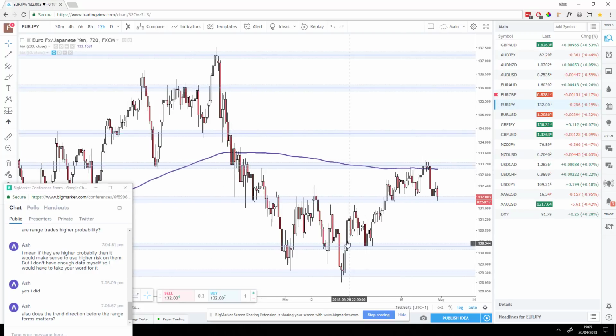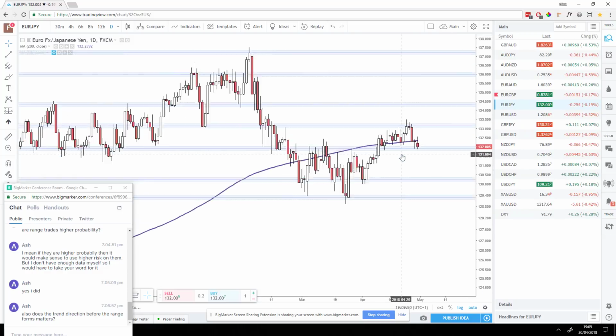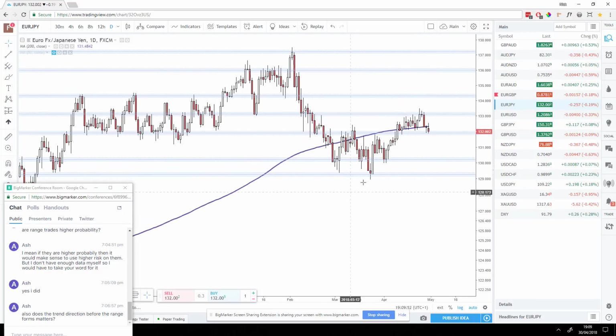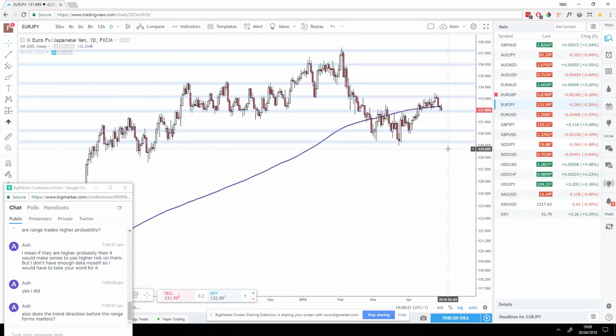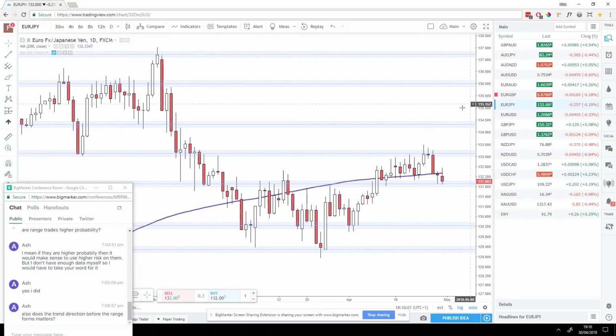EURJPY looks like it's pulled back from this resistance area up here. Now it's stalling on support. This could be the start of an uptrend. This could be a continuation of this uptrend. Even if it is, let's zoom in, not zoom out. Zoom in, make it easier for everyone to see.